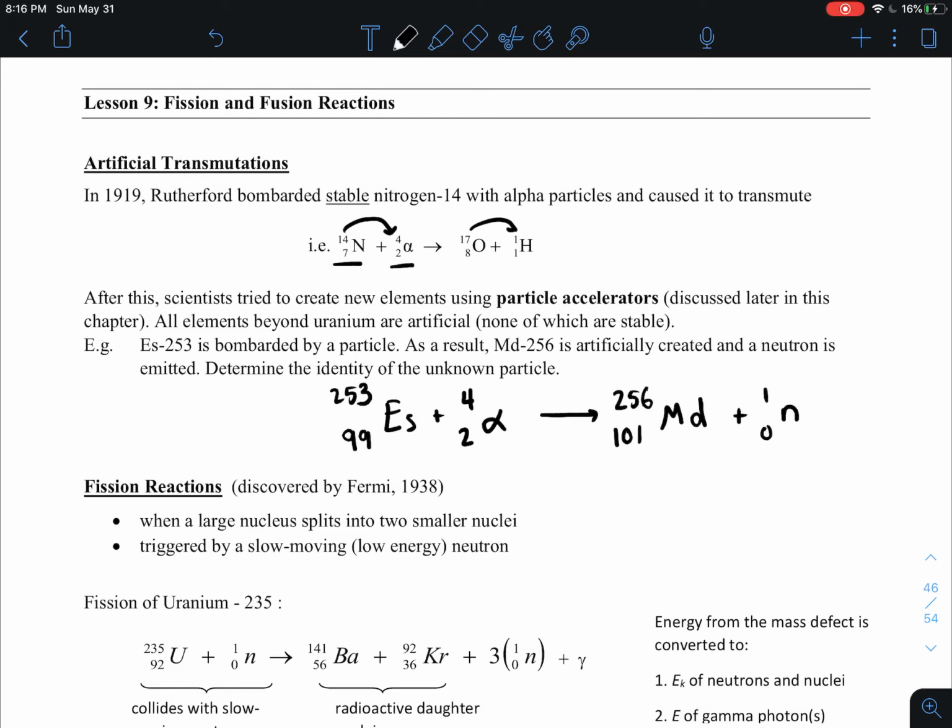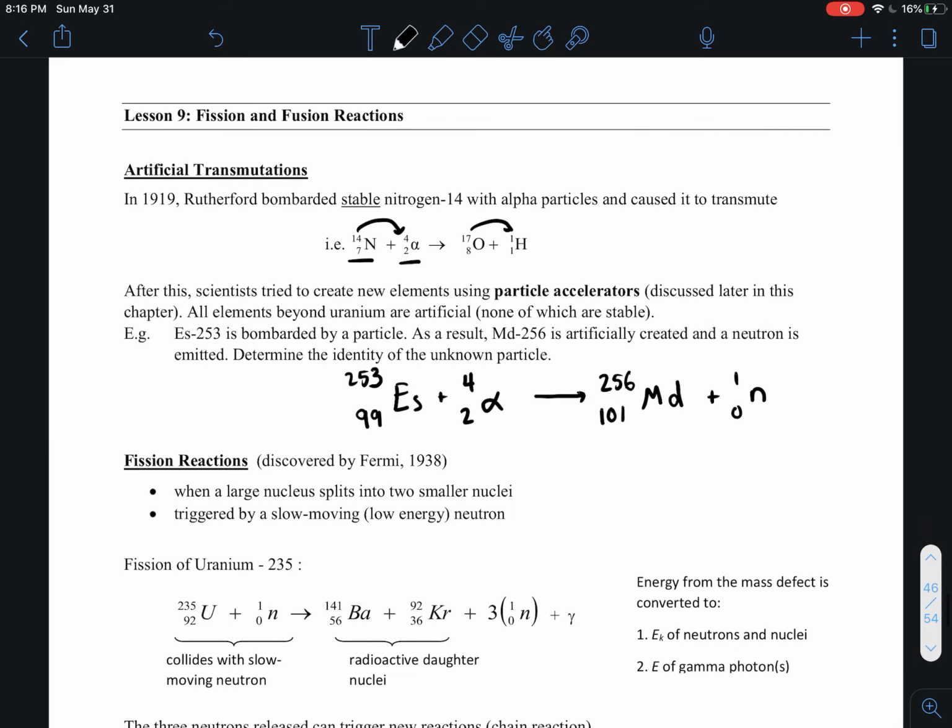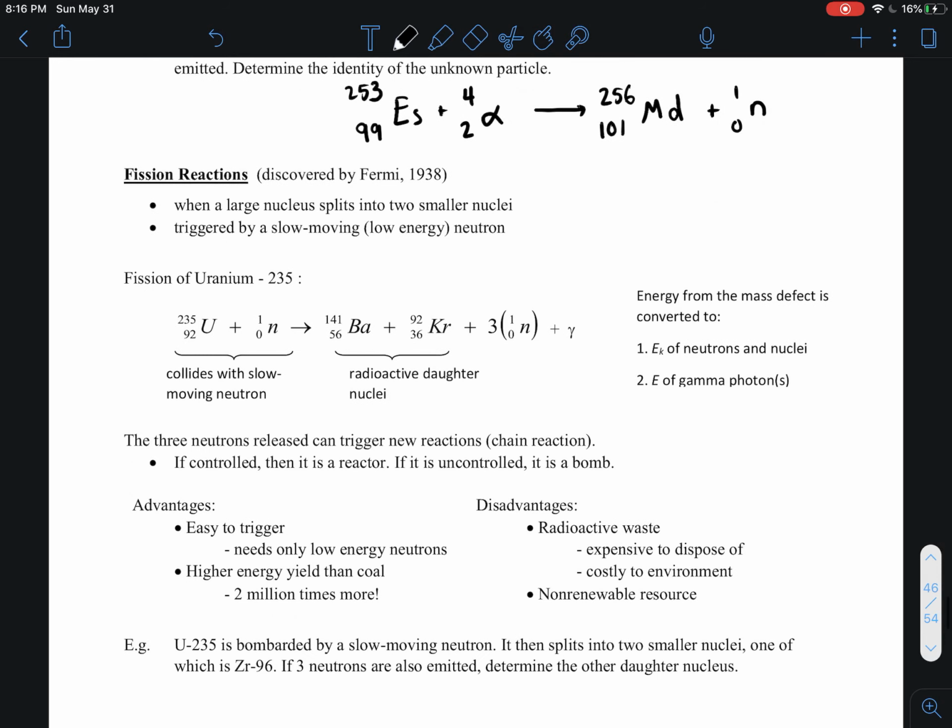So in questions like this, it's all about conservation. Just make sure you take the top numbers and make sure they're conserved. That's conservation of nucleons. And then the bottom numbers, which is conservation of charge. All right, so the first one we're going to do is fission reactions. This is when a large nucleus splits into two smaller ones.